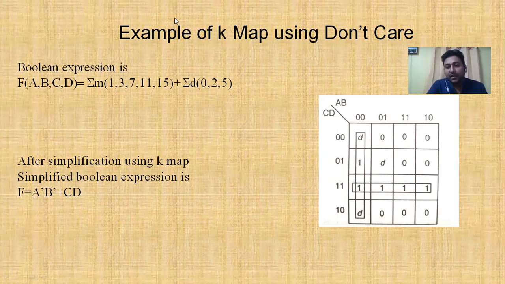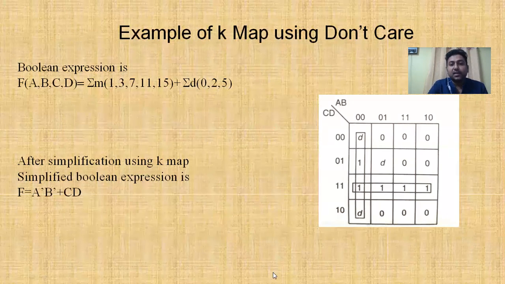Now put the values here, putting the ones: this position 1, this position 1, this position 1, and this position. There are 5 values: 1, 2, 3, 4, and 5. And 3 don't cares, 0, that is 0, 0, 0, 0.